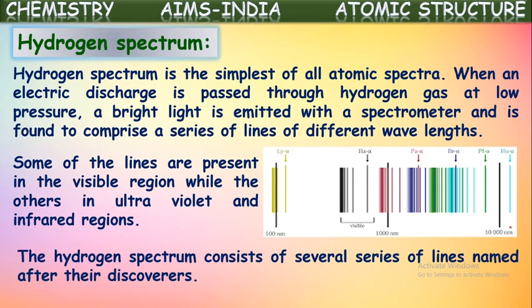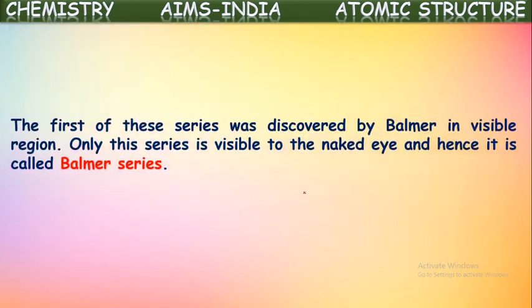The hydrogen spectrum consists of several series of lines named after their discoverers. As we have seen, different lines are observed in different regions, and these were discovered by different scientists. So these are named with their discoverers' names. These different series are named after the scientists who discovered them.